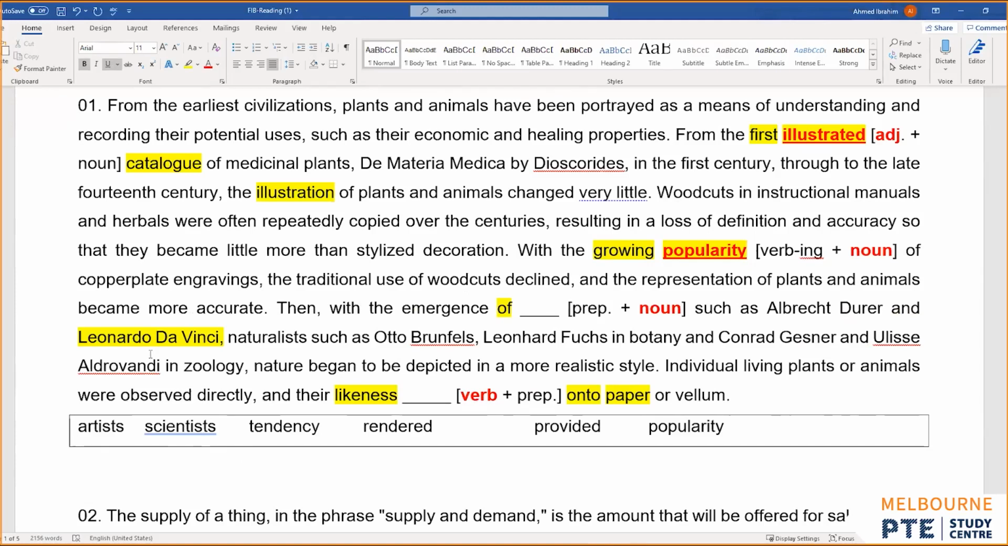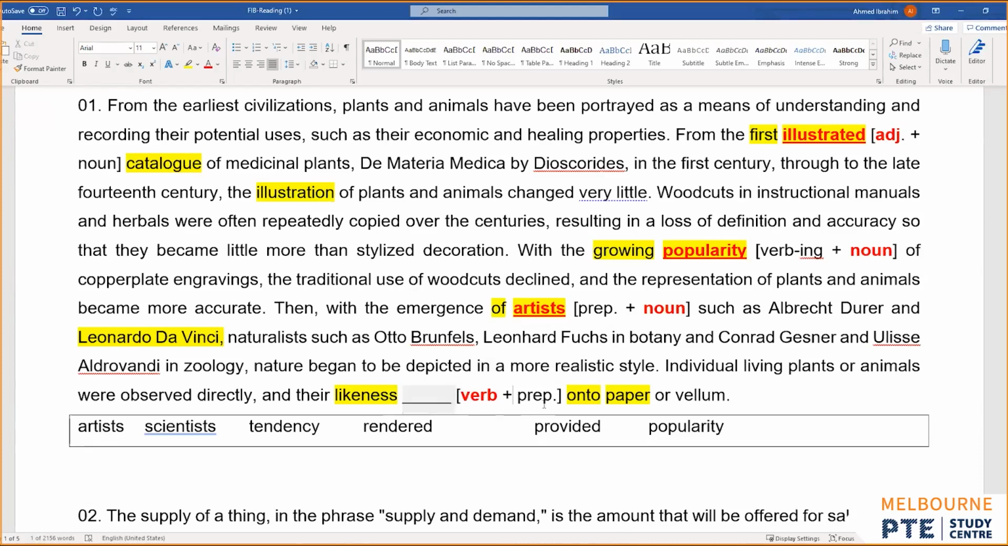Scientist. Okay, was Leonardo da Vinci a scientist, if anyone knows? Artist. Yes. Artist, yeah. Da Vinci, yes, he was a very famous artist. Okay. This one. Look, after that, they are talking about naturalists as well. According to them, nature can be depicted in a bit of a different way. But immediately after it, the individuals they are referring to are artists. That's it.